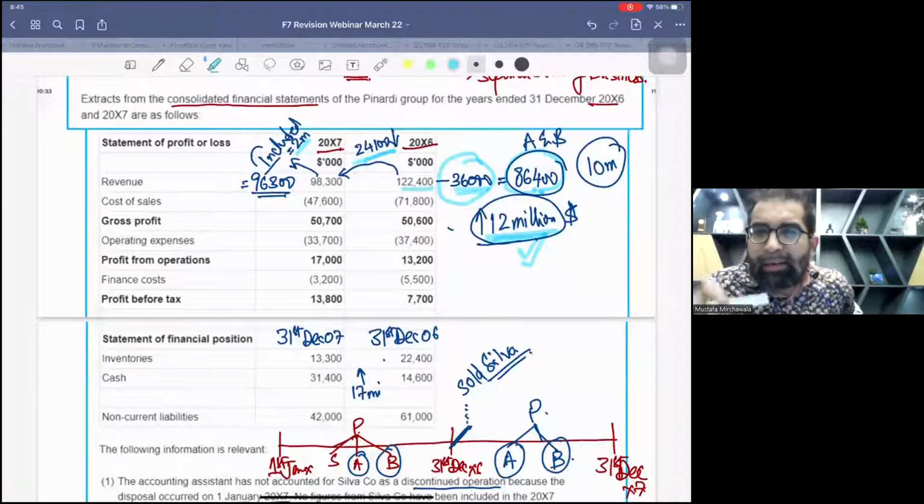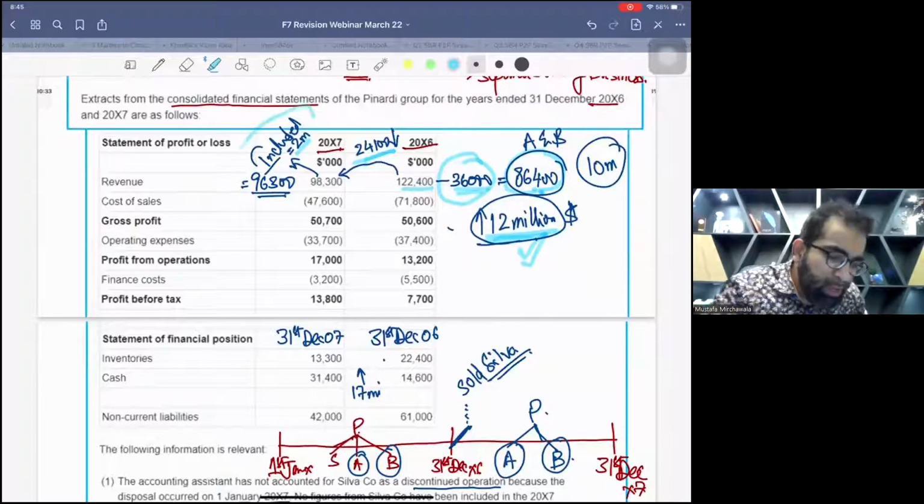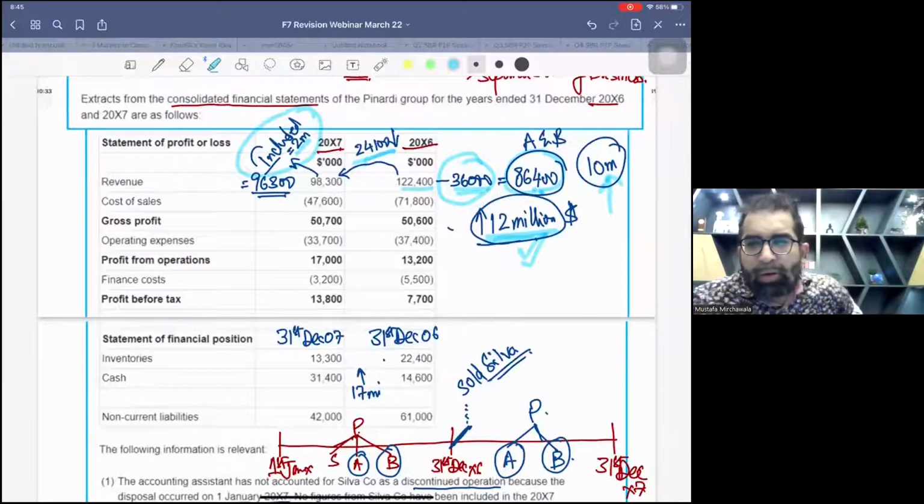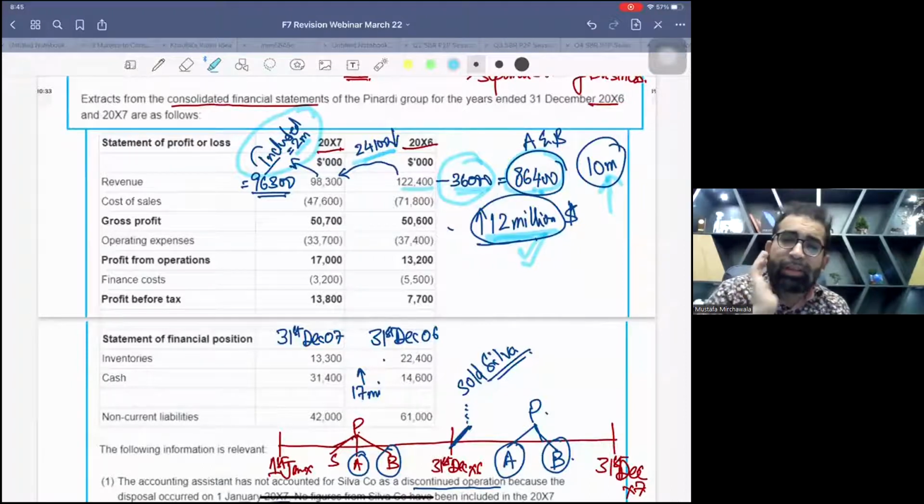Okay, and one extra commentary I showed you: if somebody wants to include this, then the absolute amount of increase of the other products was 10 million.